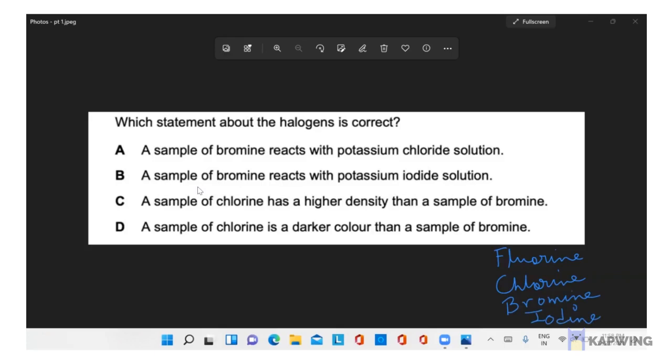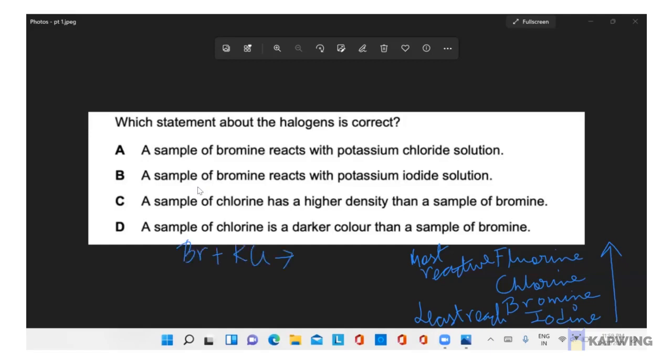So what happens when we move from bottom to top, like from iodine to fluorine, the reactivity is the most. In other words, we can say fluorine is most reactive and my iodine is least reactive. So my bromine is less reactive than chlorine.